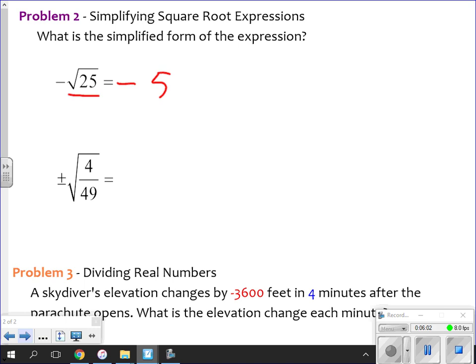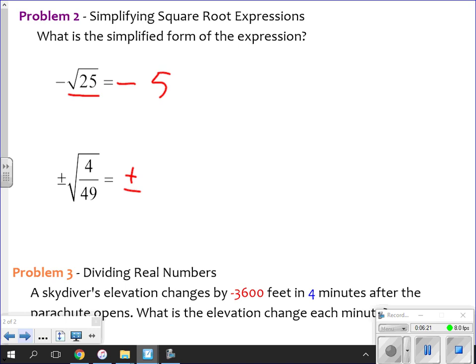First one is this symbol that's out in front. It has a positive and a negative. This is plus or minus. That means I need to consider the positive answer and the negative answer both. Plus or minus. That's how we say that. And we need to consider both possibilities.